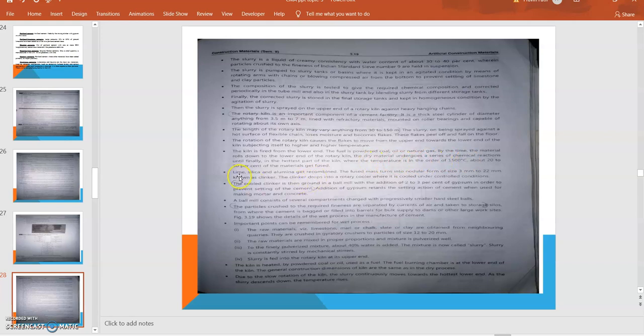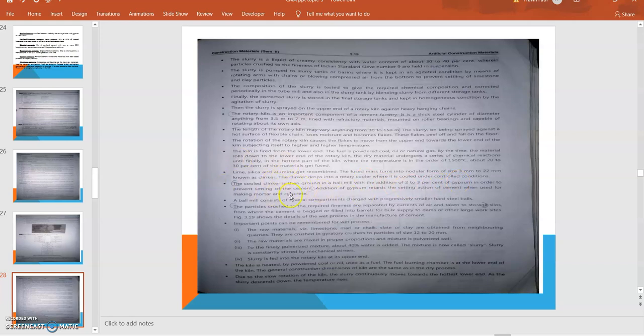By the time the material rolls down to the lower end of the rotary kiln, the dry material undergoes a series of chemical reactions. So the materials are mixed well. The dried material comes up when it rotates towards the upward direction, and comes down whenever it goes downward. That is the process. Then the lime, silica, and alumina combine, and the fused mass turns into a nodular form of size 3 to 22 mm, known as clinker.